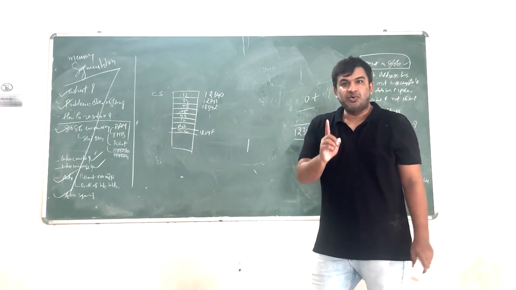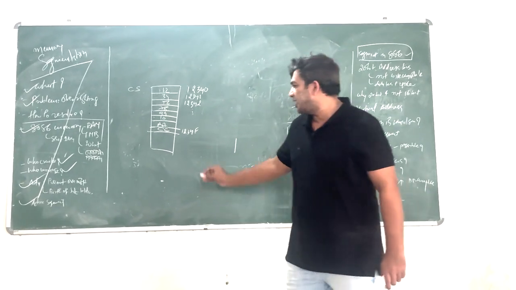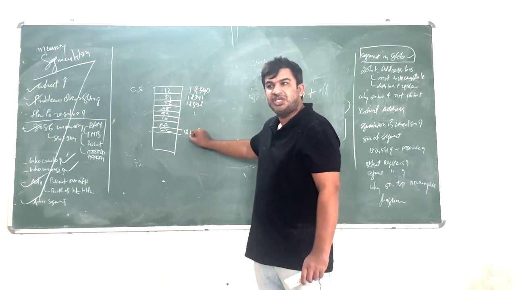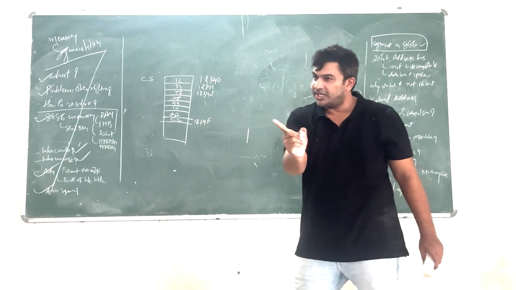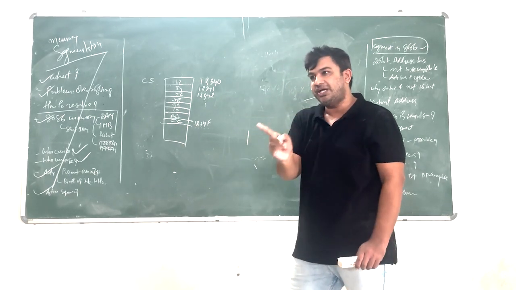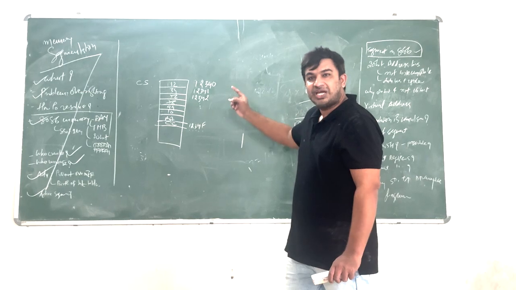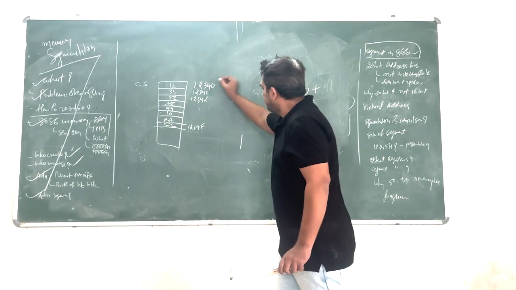Now, if I want to access CC, what is my physical address? 1234F. Understand? It is a 20-bit address on which CC is stored. Clear? But the same thing can be accessed like this.